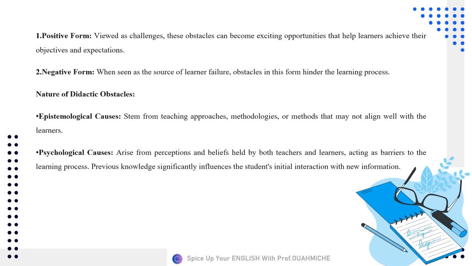and expectations. And then the negative form, when seen as the source of learner failure, obstacles in this form hinder the learning process. We have two natures of didactic obstacles. Epistemological causes stem from teaching approaches, methodologies, or methods that may not align well with the learners. Or psychological causes that arise from perceptions and beliefs held by both teachers and learners, acting as barriers to the learning process. Previous knowledge significantly influences the student's initial interaction with new information.